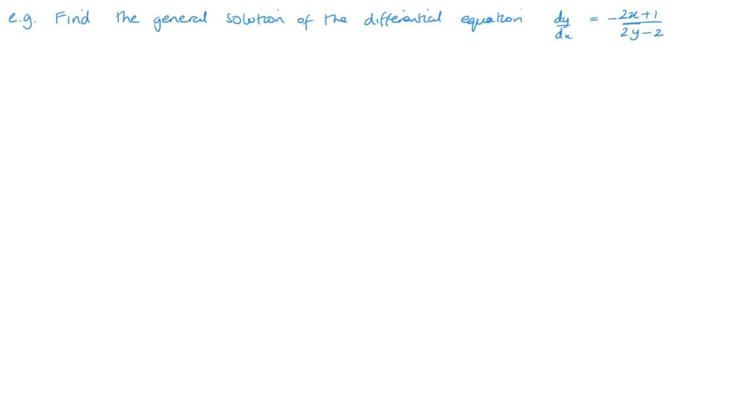So we've got to find the general solution of the differential equation dy by dx equals minus (2x plus 1) over (2y minus 2). So again, now, get my y's on one side and then my x's on the other side.